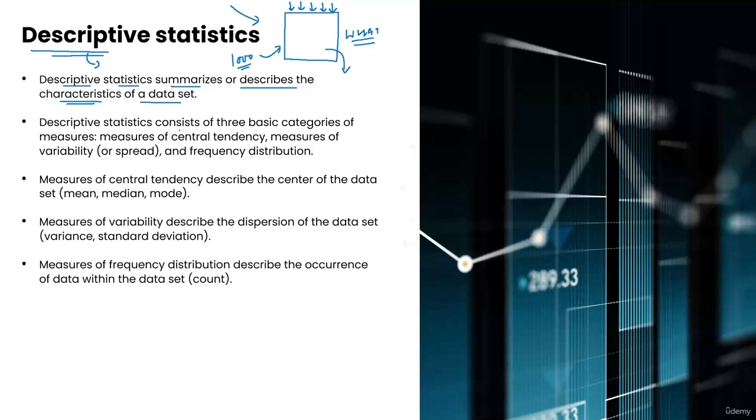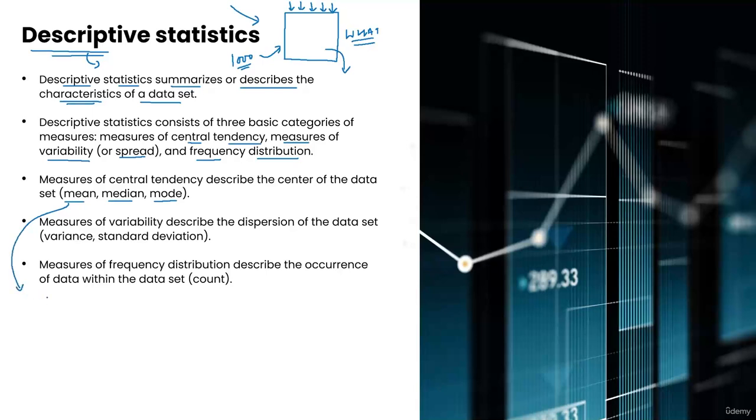Descriptive statistics consists of three basic categories of measurements: measures of central tendency, measures of variability or spread, and frequency distribution. Measures of central tendency describe the center of the data set, which is mean, median, and mode. What do you mean by each one of them? In short, let me explain each one of them using some examples.